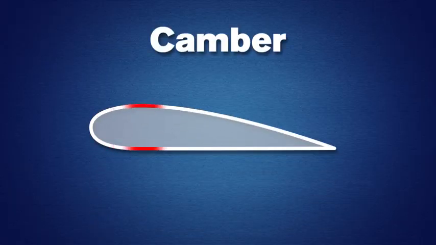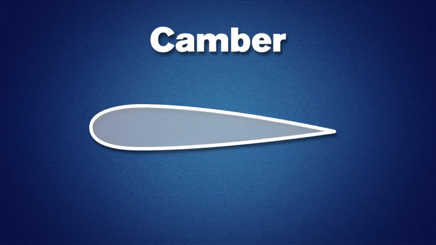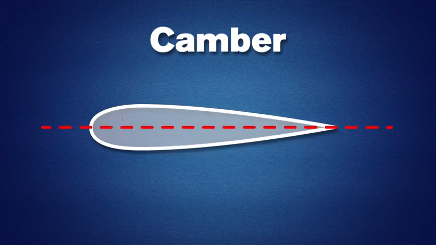The camber is the curvature of the wing. A wing with zero camber would be considered symmetrical about the chord line.